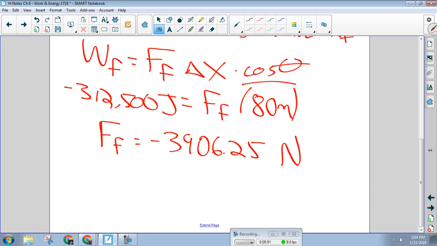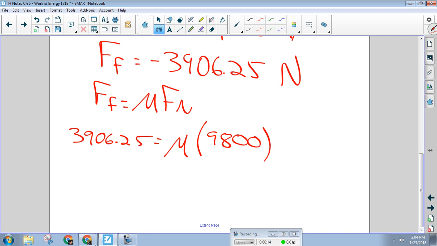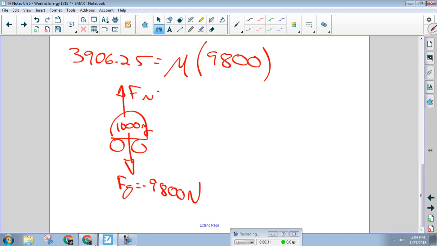Okay, all right, so now we're done, right? Force of friction is coefficient of friction times normal force. Your normal force is just your weight, right? So you get 3906.25 equals your coefficient times your normal force, which is just mg, right? Earth mass times 9.8. So here's your car. It's 1,000 kilograms, right? So your gravity's 1,000 times 9.8. That means my normal force also has to be 1,000 times 9.8.